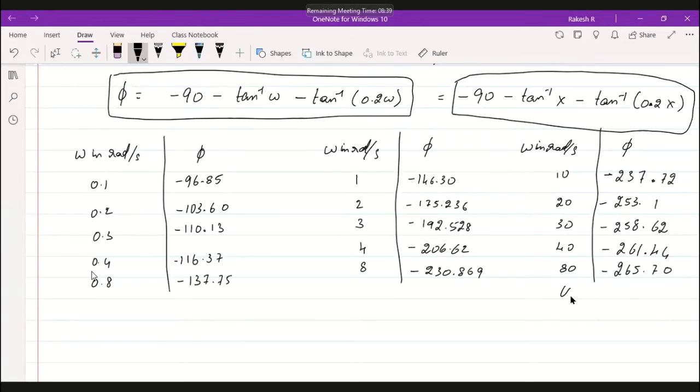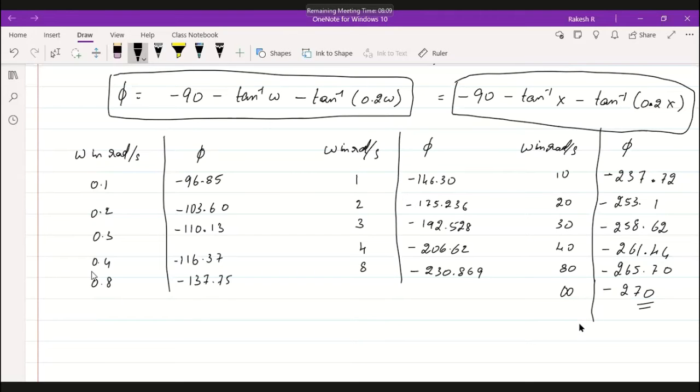Now calculate for infinity. How much will you get? For infinity, what you need to do? Don't press 1 by 0. Type 10,000 like that for the same value. How much will you be getting at the end? For infinity, you'll be getting 270 only, 269.999 something for the highest value. So for infinity, you can take it as minus 270 here.